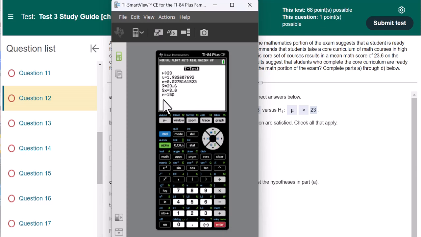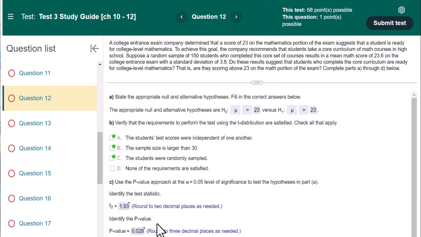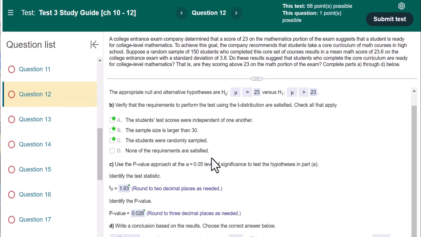t is 1.93, and look at the p-value, 0.0275. Here you go. If you round it to 3 decimal places, it will be 0.028. And what's the decision? Alpha is what? 0.05. The p-value is less than alpha. We reject the null hypothesis and support the claim. So you conclude that there is enough evidence at the 5% level of significance to support the claim that the students who complete the core curriculum are ready for college level mathematics.